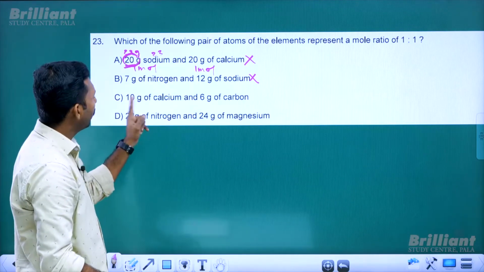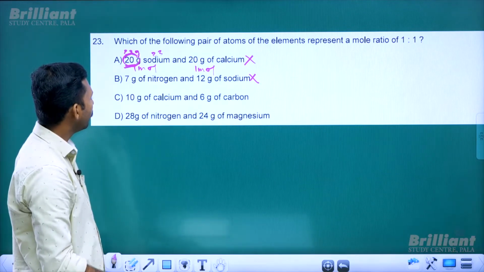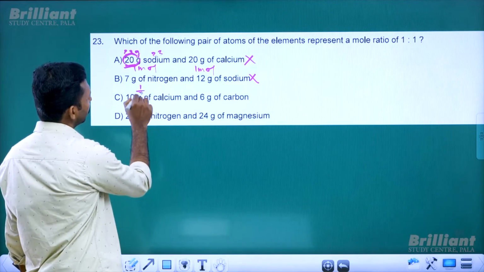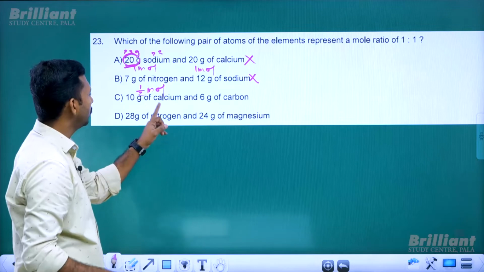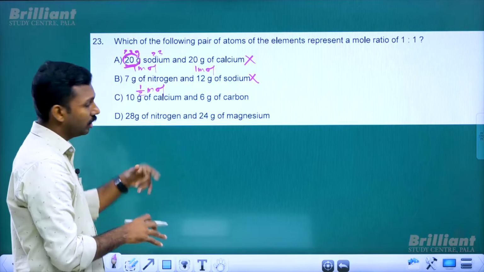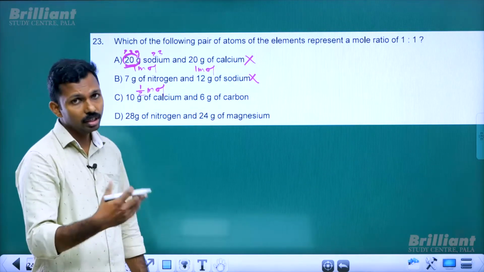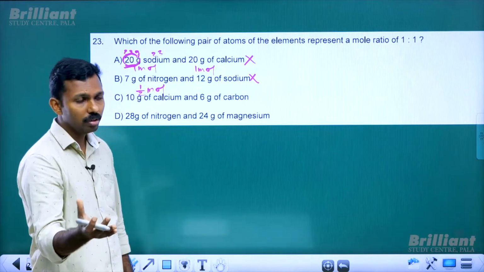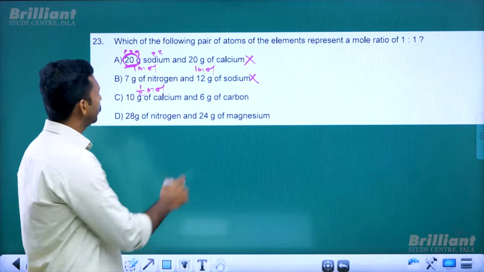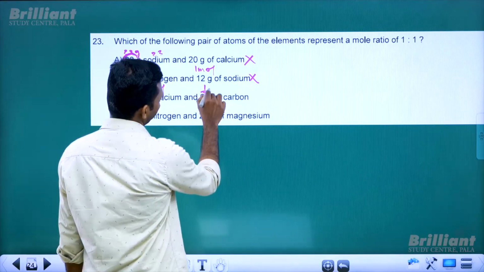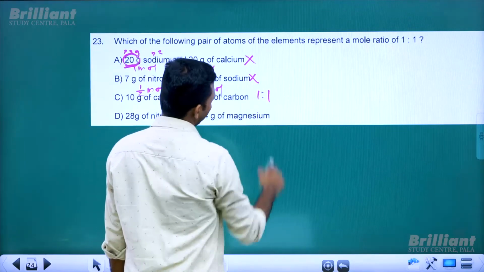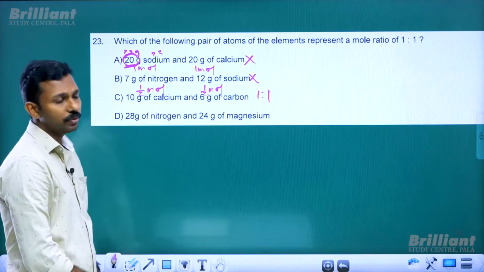Okay. 10 gram of calcium and 6 gram of carbon. 10 gram calcium means what? Half mole, right? Half mole calcium. We know that calcium's atomic mass is 20 gram. It is given as half, half of 20 is 10. So half mole. Carbon, we know 12 gram is atomic mass of carbon, that is 1 mole. But it is given as 6 gram, half of 12. So it is half mole. If we are taking the ratio, half is to half, that is equal to 1:1, right? Both are equal. So 1:1 ratio here.